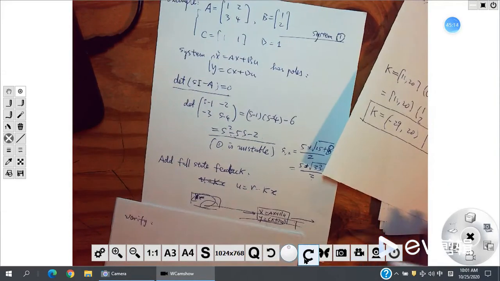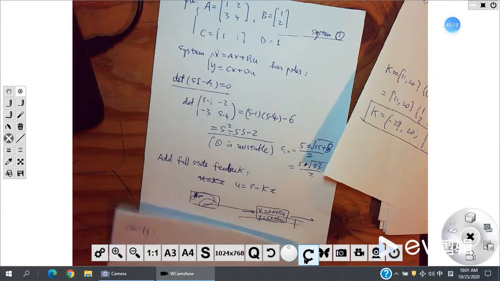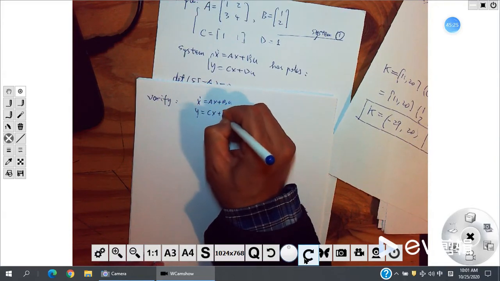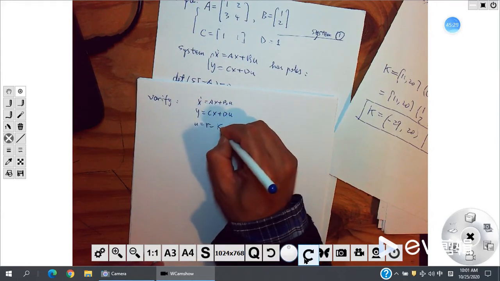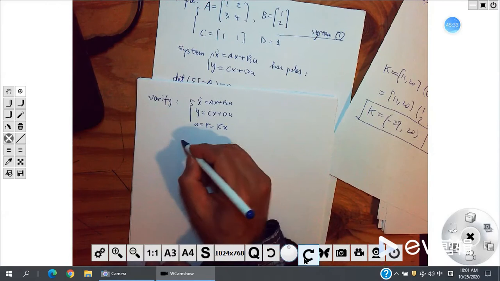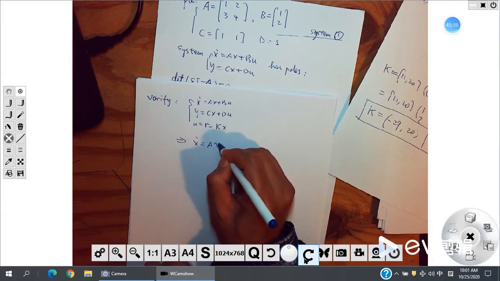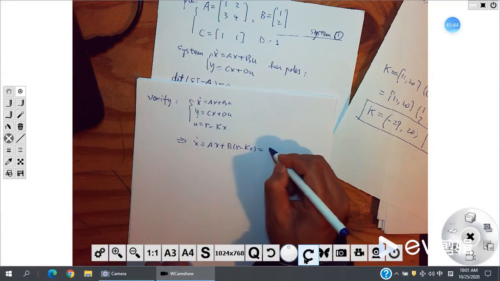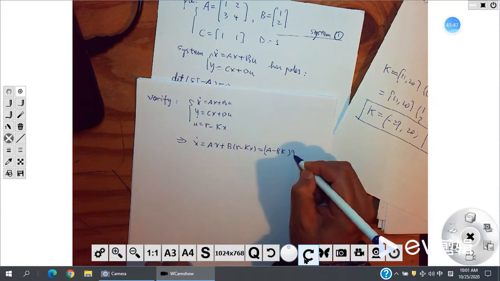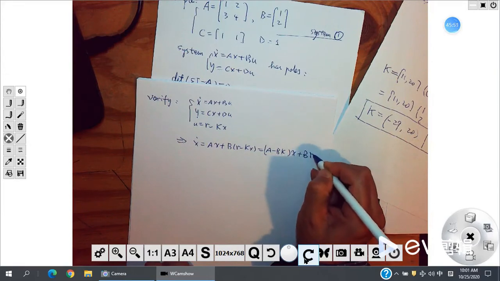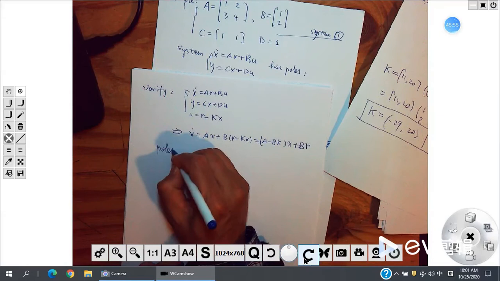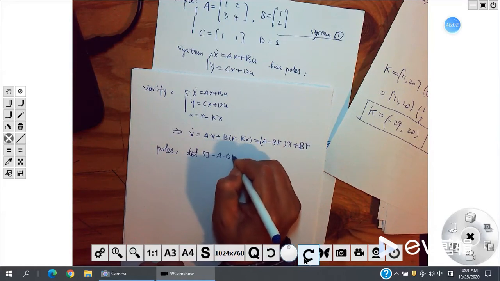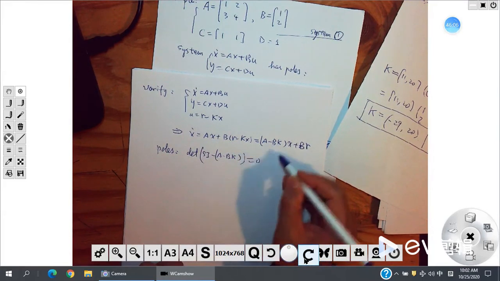Okay, by adding that K, we have this, right? And u, this one. So the system is x dot equal to Ax plus Bu, y equal to Cx plus Du, and u now is r minus Kx. So this gives us x dot equal to Ax plus B times u, but u now is r minus Kx. This is equal to A minus BK times x plus Br. Okay. Then the poles: determinant of sI minus (A minus BK) equal to 0. You solve this, you can have the poles.